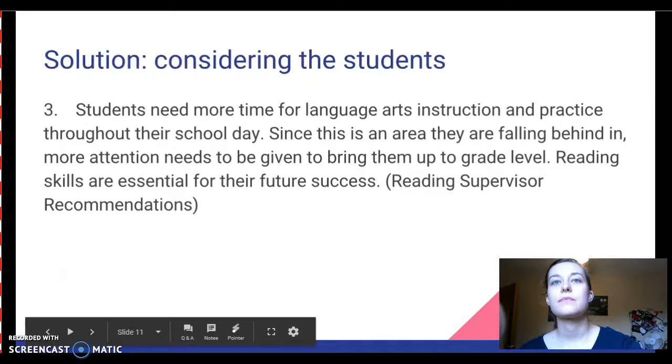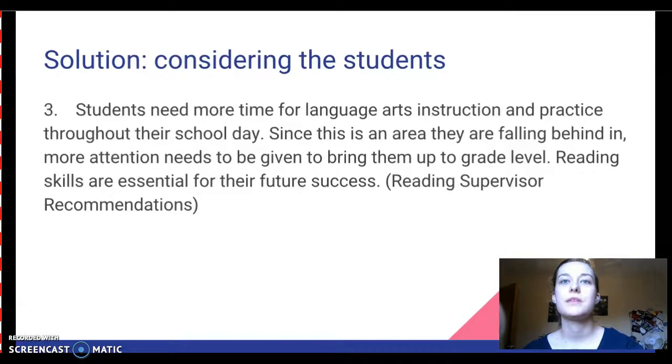And then thirdly, the students need more time for language arts instruction and practice throughout the day, especially since this is an area that they're falling behind in. They really need more attention to bring them up to grade level, because this is a really essential skill for them for their future success.